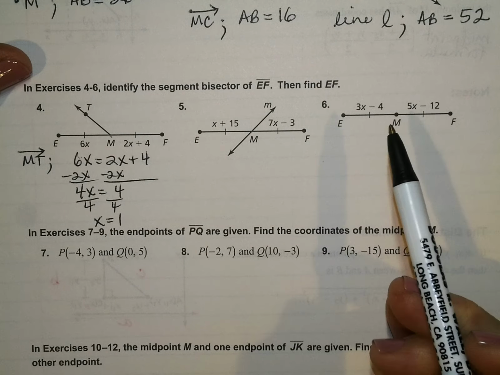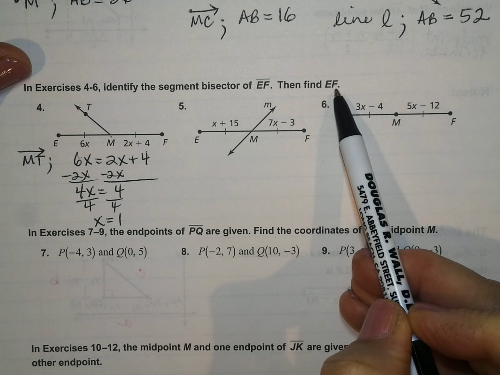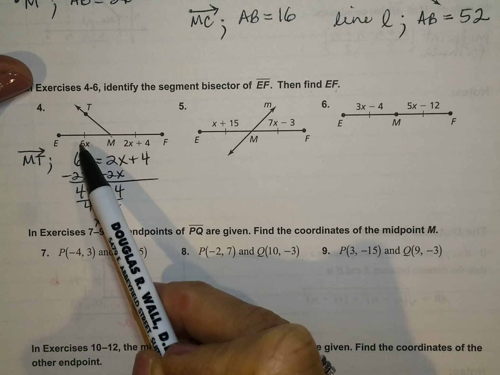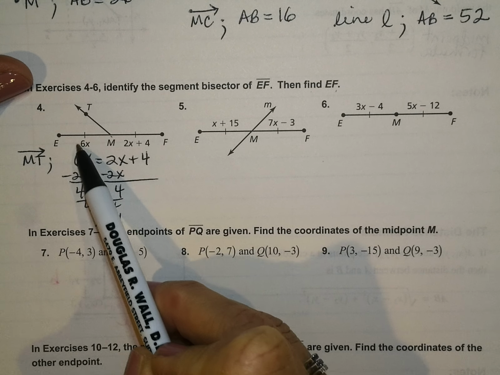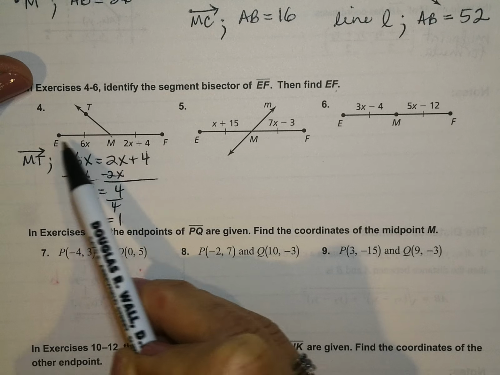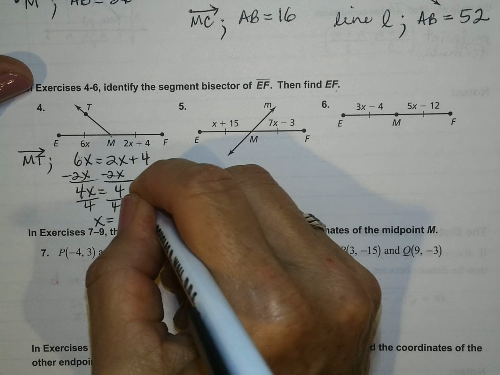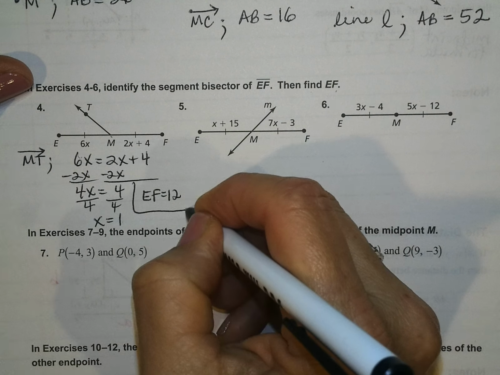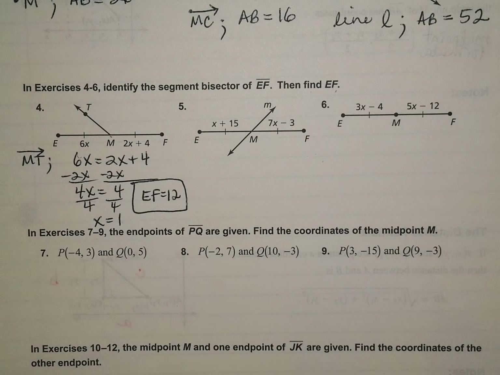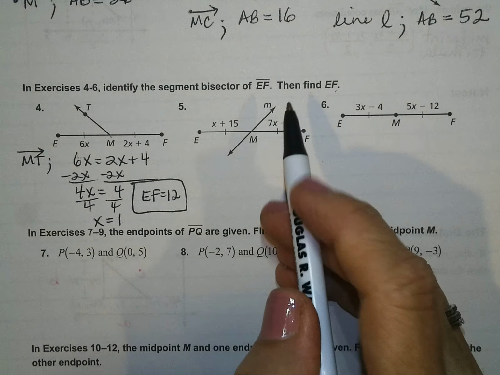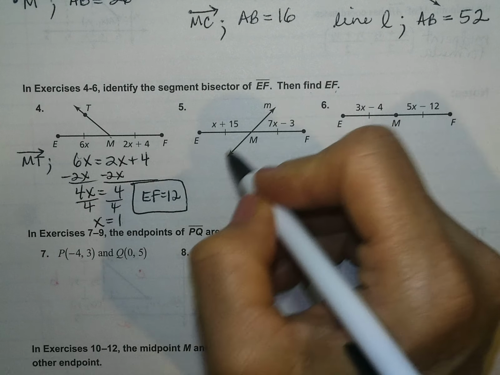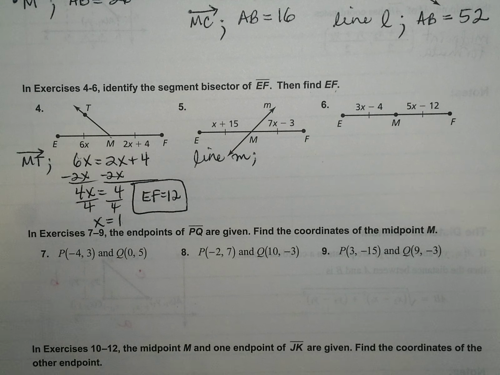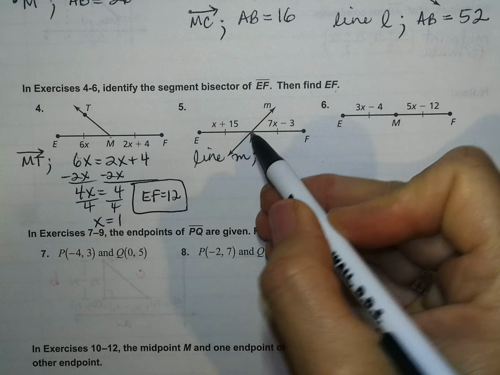Now we're not quite done because it said find EF. So if you get that x is 1 and you plug it in here, then 6 times 1 is 6, and twice that is 12. So EF equals 12 is your final answer, which means you have to put a box around it. Okay? Now, this bisector is line M. So I'll just do that. I can write that this is equal to this.